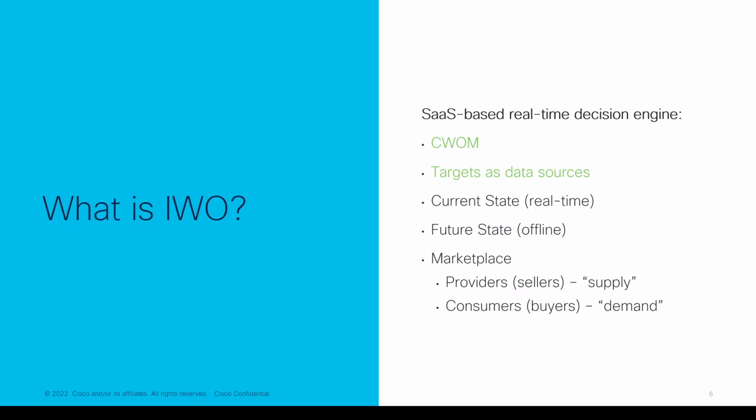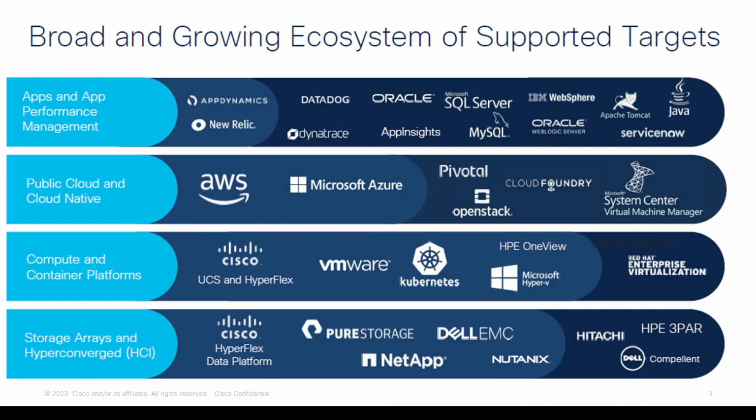So let's have a quick look at some of these supported targets. We have a broad and growing ecosystem of targets that we support across a number of different categories. So we support different applications and application performance management systems, public clouds, compute and container platforms, and storage arrays and hyperconverged compute systems, ranging across a number of vendors that are not just Cisco. Right? So we can ingest data from all of these different sources, and as it says, this is a growing ecosystem. So as time goes on, we're going to support even more.